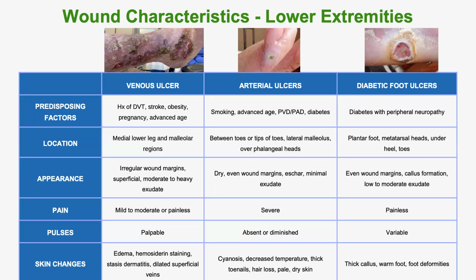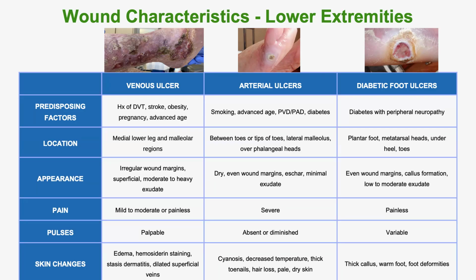These wounds tend to be irregular. So they have irregular wound margins, not symmetrical like other wounds. They're usually superficial and they have moderate to heavy amounts of exudate. They tend to be very painful, but some patients can describe them as painless. Pulses are usually palpable unless there's significant edema that may not allow you to assess that during the physical exam.